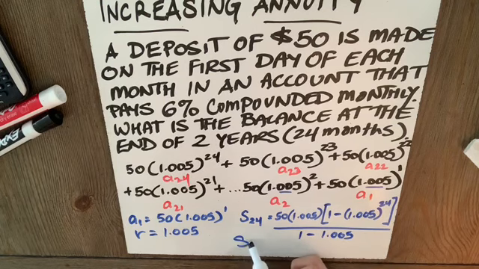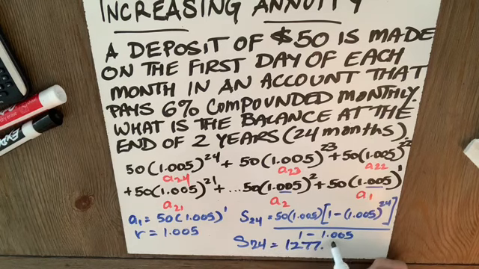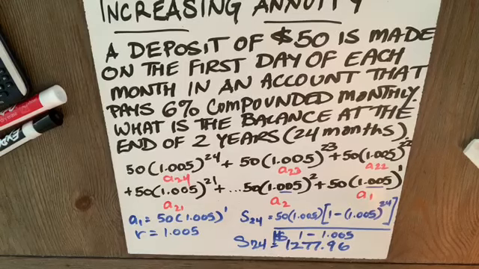Now, of course, I'm going to need my calculator for that. The sum of 24 terms is 1277.96. Why do I go to the nearest hundredth? Because we're talking about money. If you save $50 per month and put it under your mattress, then at the end of 2 years, you're going to have $1,200. If you put it in an annuity, you'll have $1,277.96. So just for letting the bank use your money, they're going to give you $77.96.